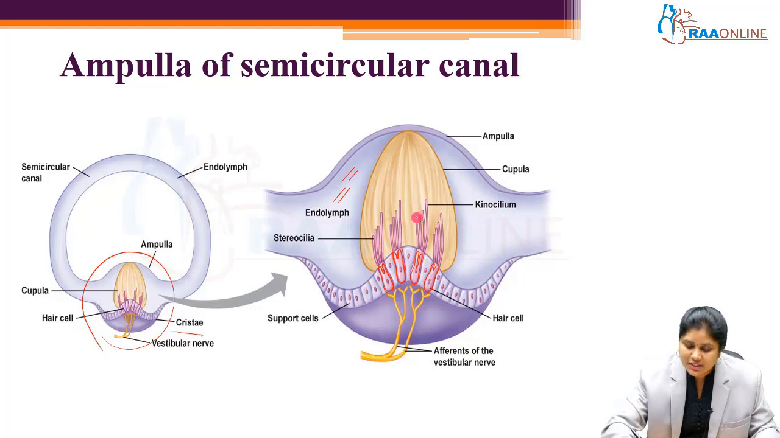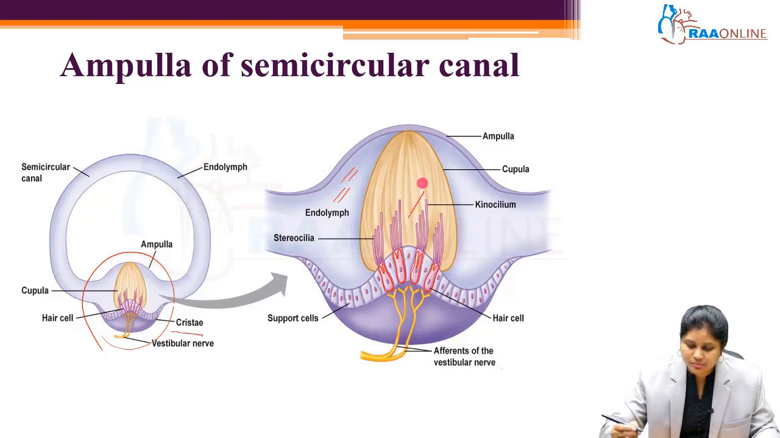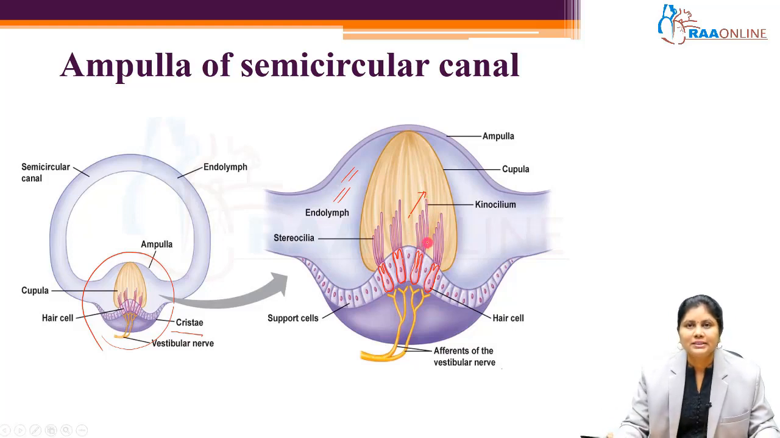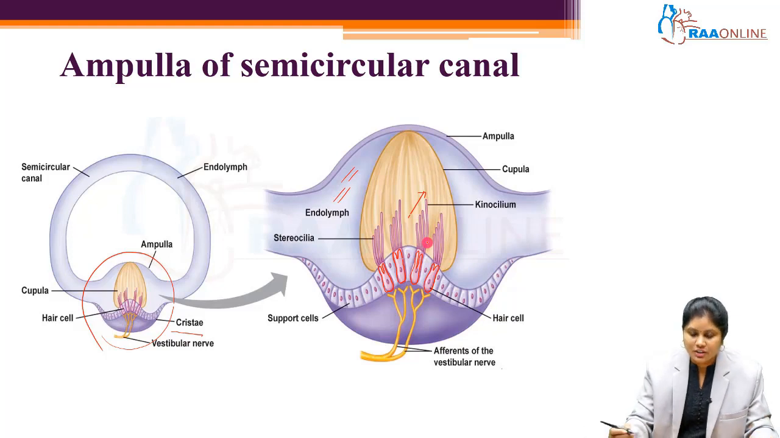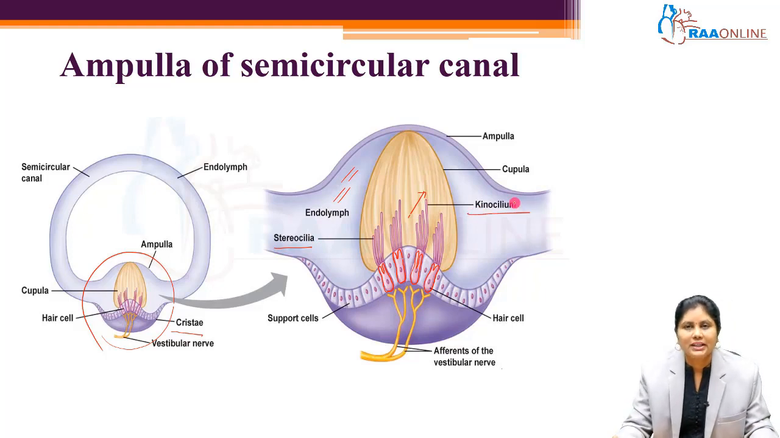If you can see here, there is an increasing order of height of the cilia, the smallest being on this side and the largest on the other side. The largest hair is called the kinocilium, and the smaller, other hairs are called stereocilia.